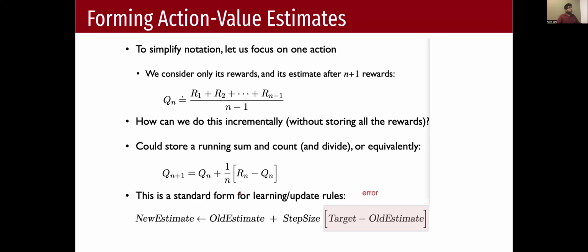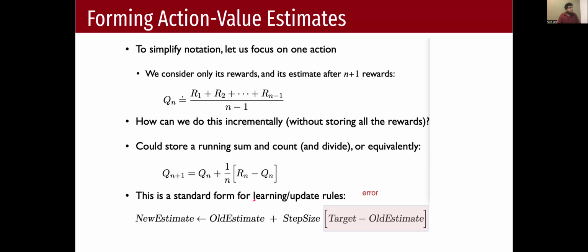The standard form of a learning or update rule is: new estimate equals old estimate plus step size times target minus old estimate. Just take some note on what the incremental update rule is. The incremental update rule is a method to update the action value incrementally as new rewards are observed. So this is my incremental update rule.